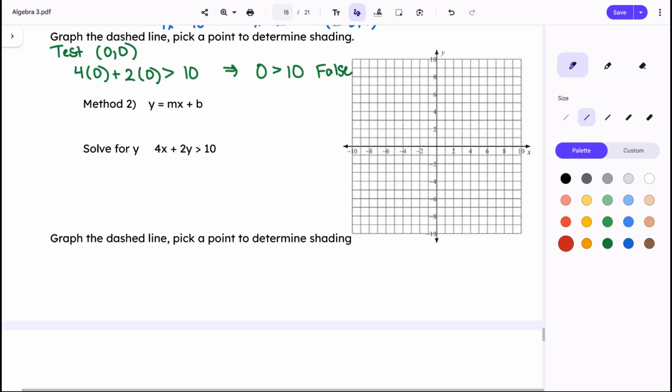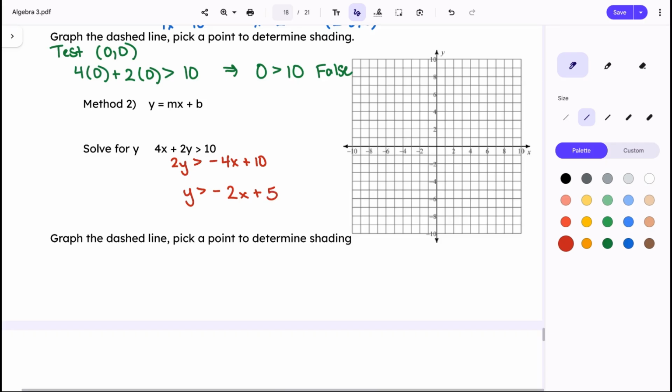But this one is just going to show you how you would do this if it was written in slope-intercept form. So this is me solving for y. The first thing I would do is subtract the 4x. So this would say 2y is greater than negative 4x plus 10. And then we would divide by 2. And so y would be greater than negative 2x plus 5.